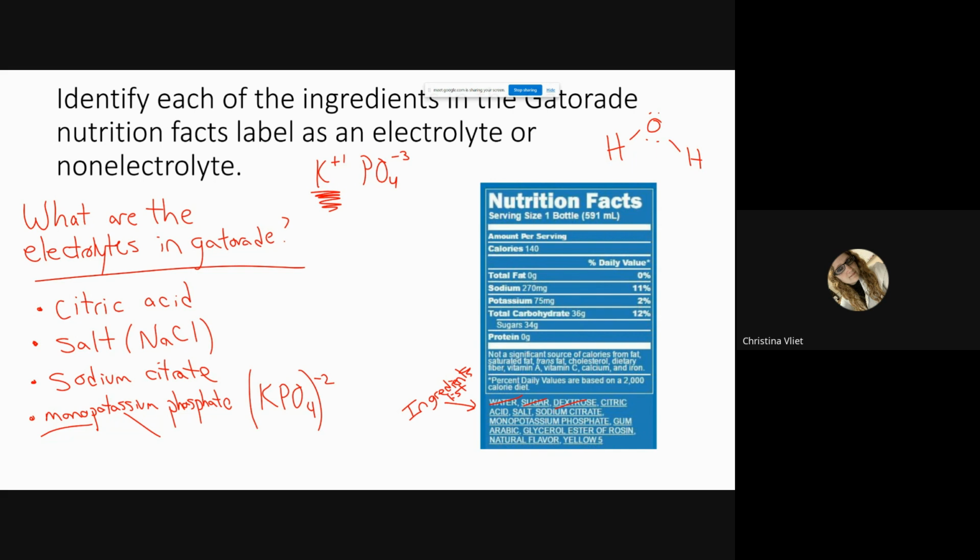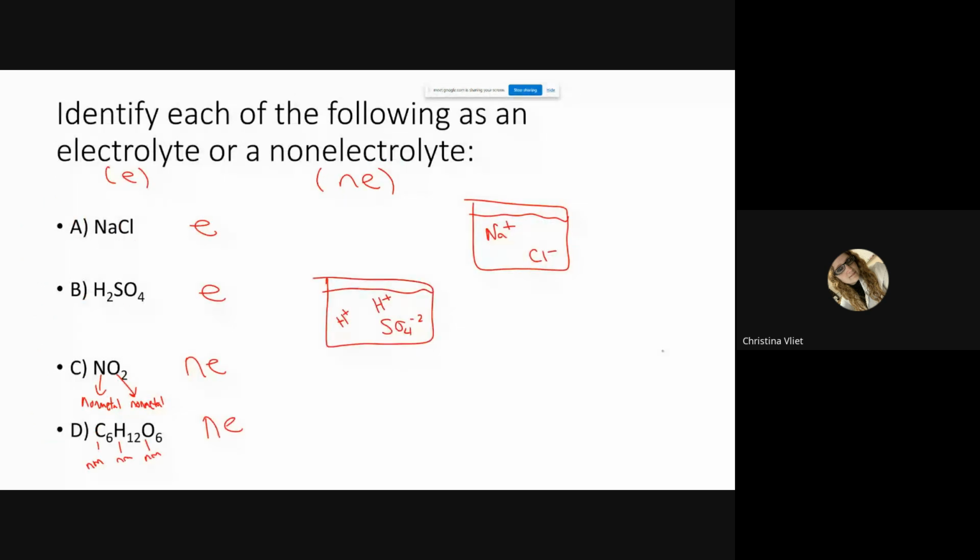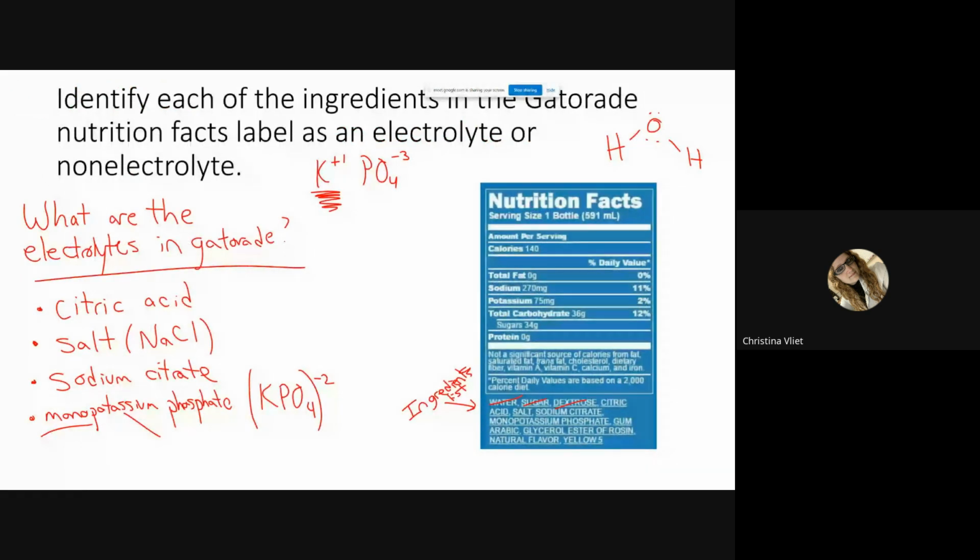The next thing I want to bring up here is I want you to look at this part of the nutrition facts label. Notice the amount of sodium and the amount of potassium. First of all, they put salt in this drink. Has any of you ever drank Gatorade before? Does it taste like salt? No. Why not?